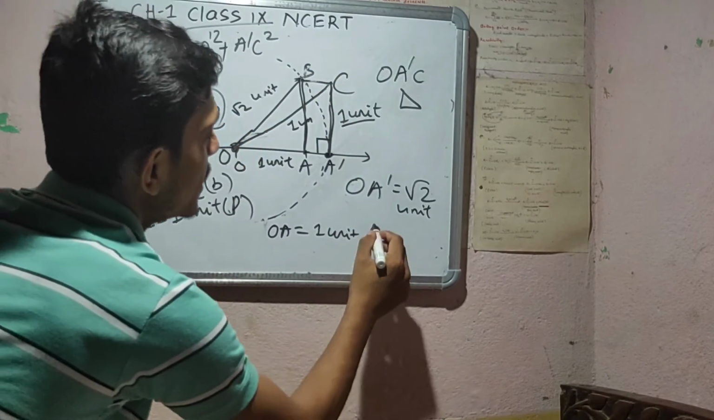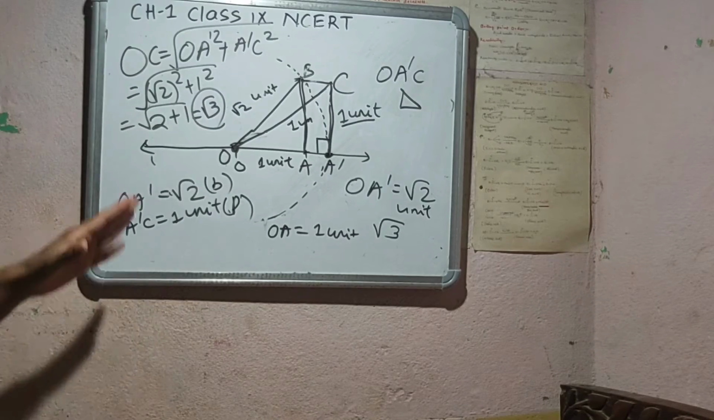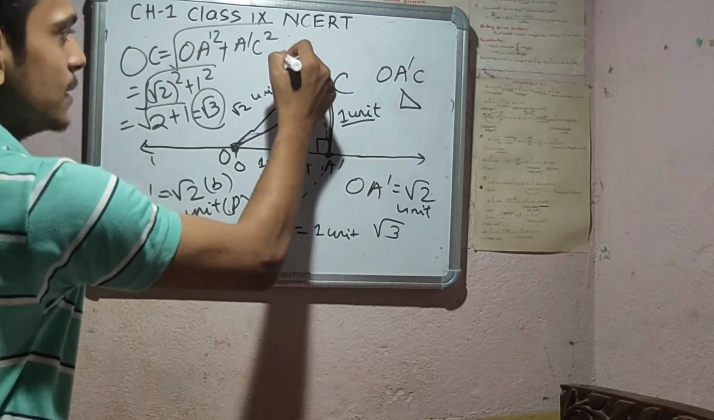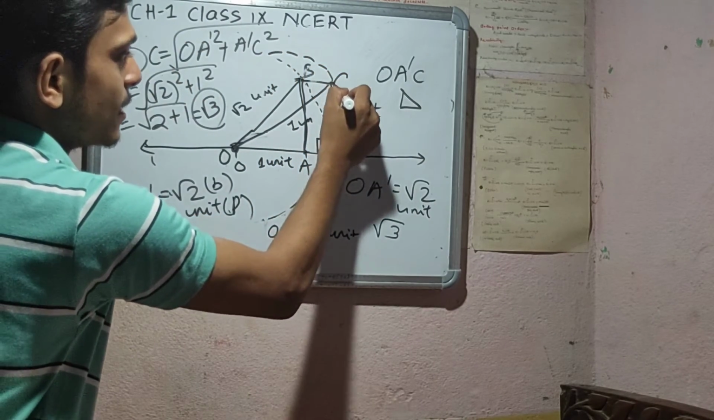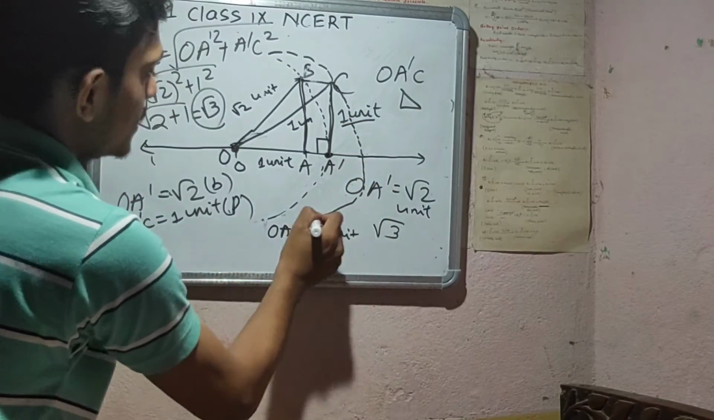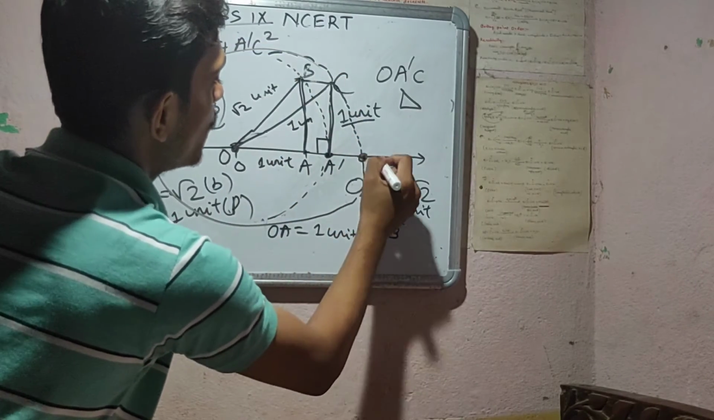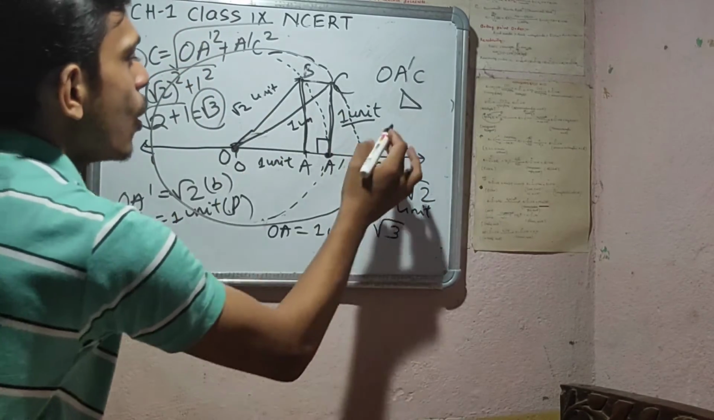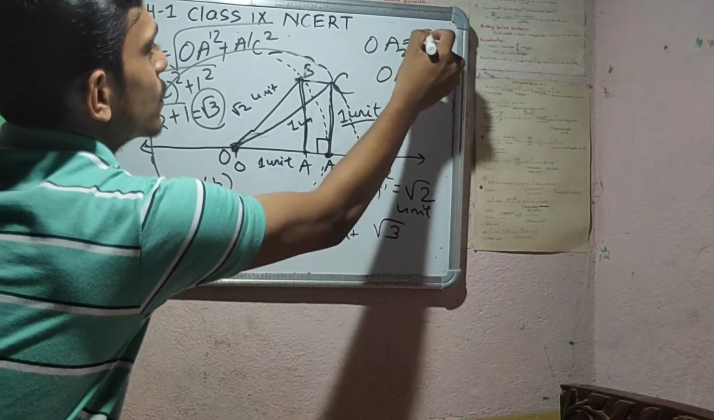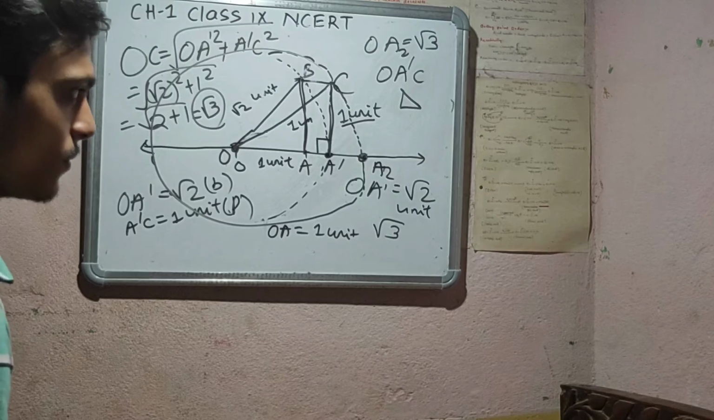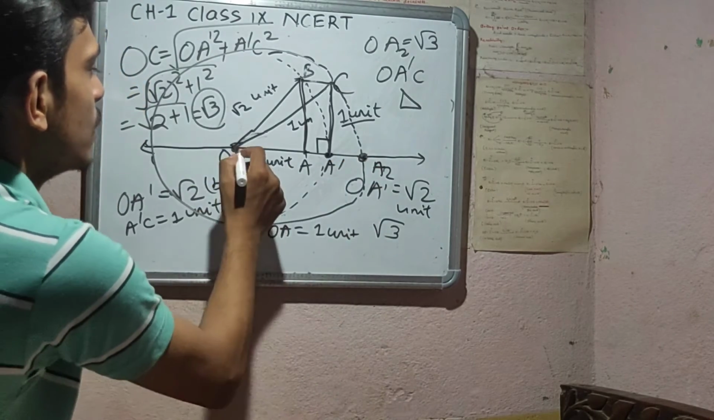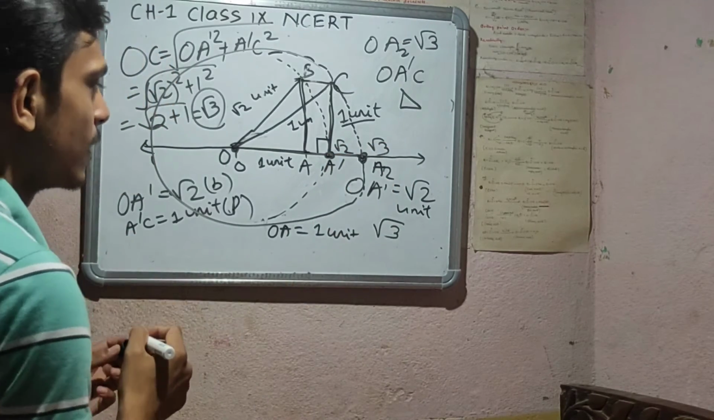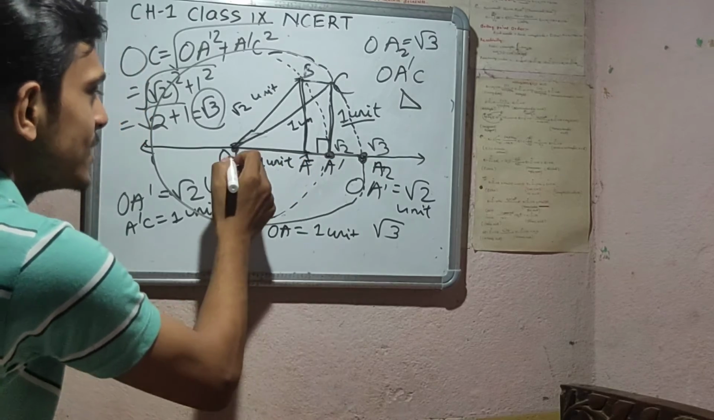That represents root 3. But how can we represent it on the number line? We can again draw a circle. This is the circle and it touches the number line here, at another point. Suppose A2. So OA2 represents root 3. Yes or no? This point represents root 3, this point represents root 2. Clear? This point represents 1, and this point represents 0.